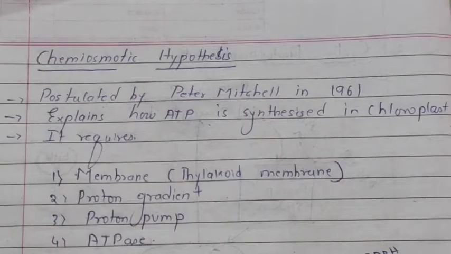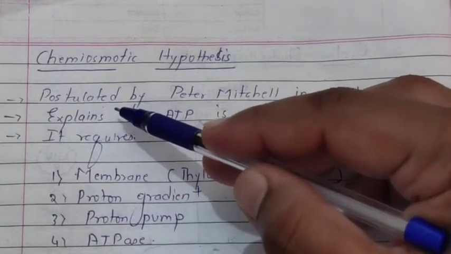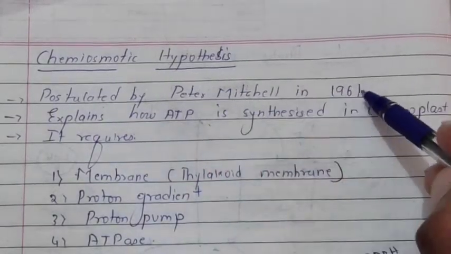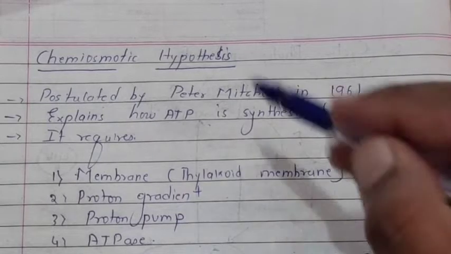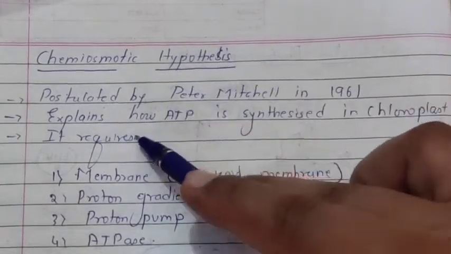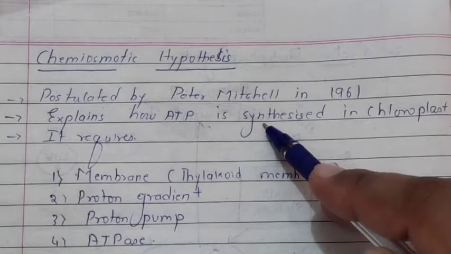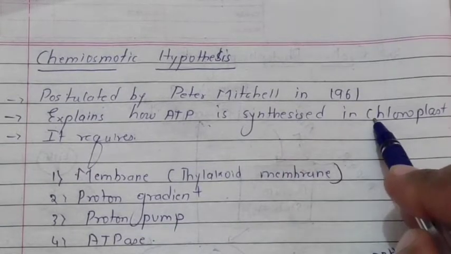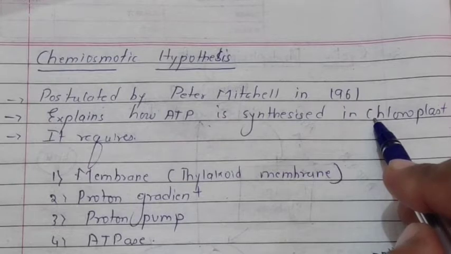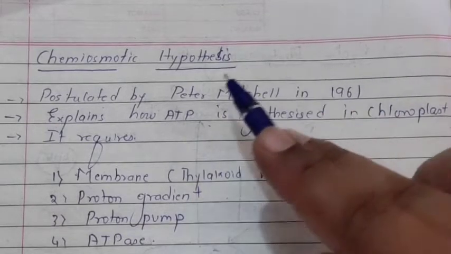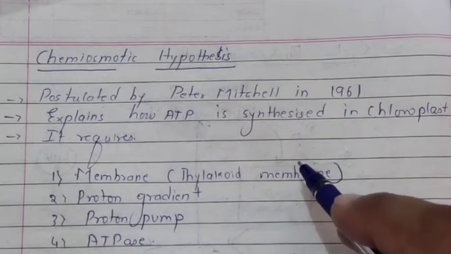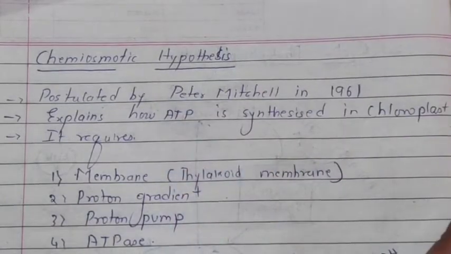Okay, now let us study about the Chemiosmotic Hypothesis. It is postulated by Peter Mitchell in 1961. This Chemiosmotic Hypothesis explains how ATP is synthesized in chloroplast. So we have studied that during cyclic and non-cyclic movement of electron, ATP is synthesized. Exactly how it is going to happen is explained by this hypothesis. What is that hypothesis? Chemiosmotic hypothesis.